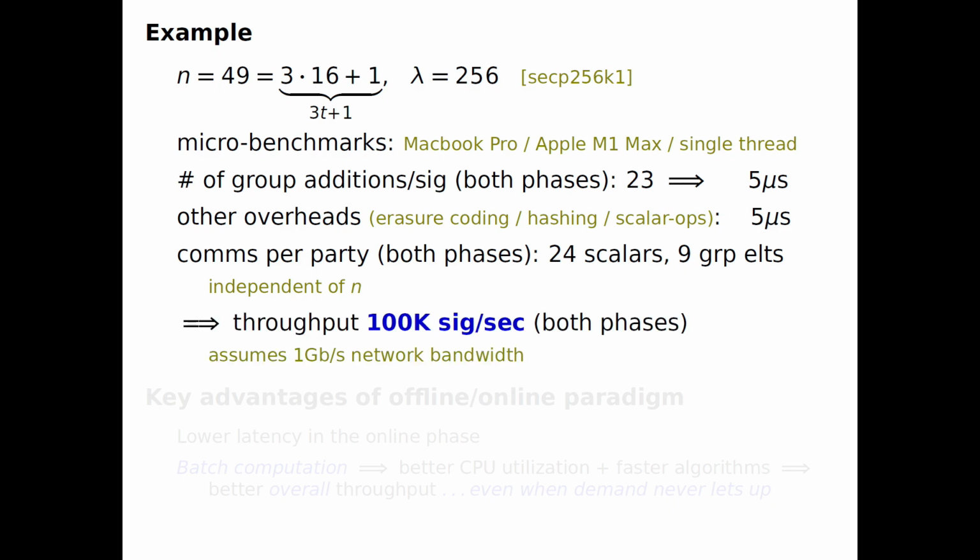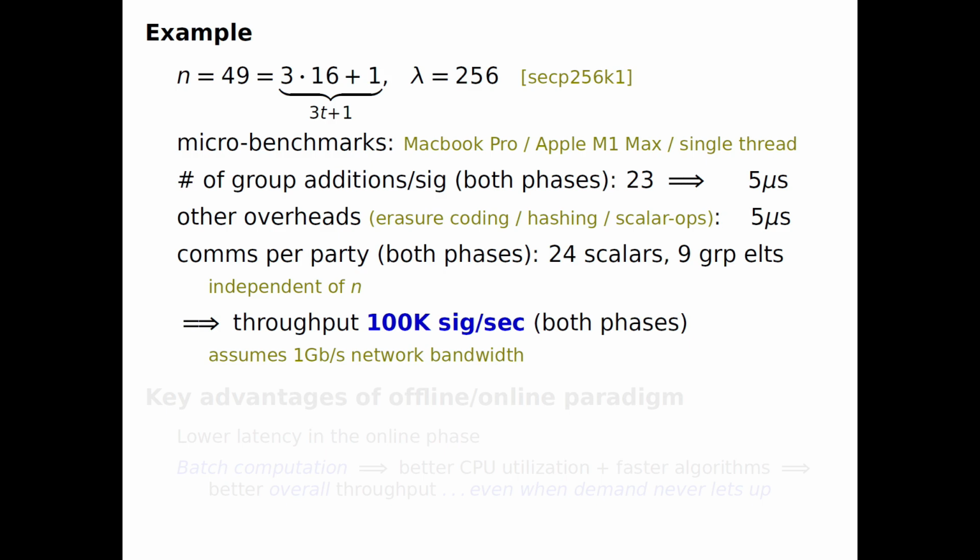So based on my little micro benchmarks and careful calculations, I estimate anyway that a good implementation should be able to get 100,000 signatures a second, based on the CPU bottleneck. And to keep the CPU busy, we'll just need a network connection that runs at 1 gigabit per second. So kind of a standard vanilla, not even particularly high bandwidth requirement.